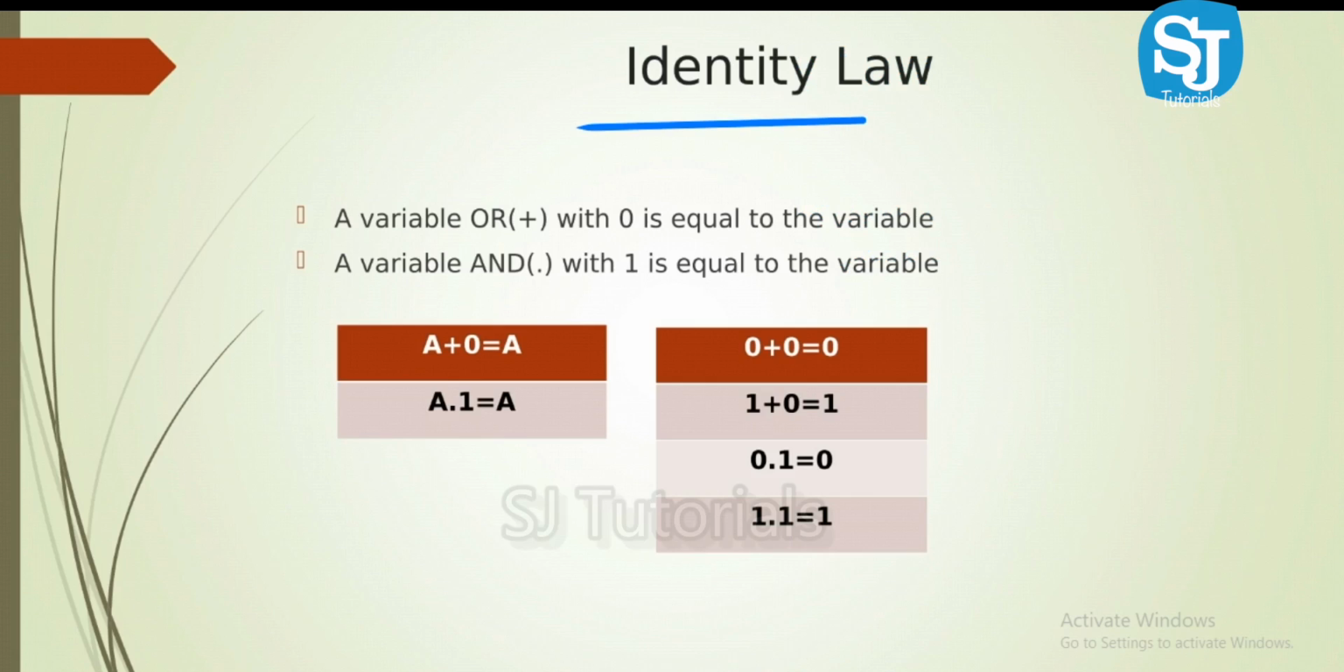First of all, we discuss the identity law. Identity means a variable plus 0 is equal to that variable, and a variable dot 1 is equal to the variable. For example, A plus 0 gives the same answer A, and A into 1 gives the same answer A. In the truth table, 0 plus 0 is 0, 1 plus 0 is 1, 0 into 1 is 0, 1 into 1 is 1. So it is called the identity law.